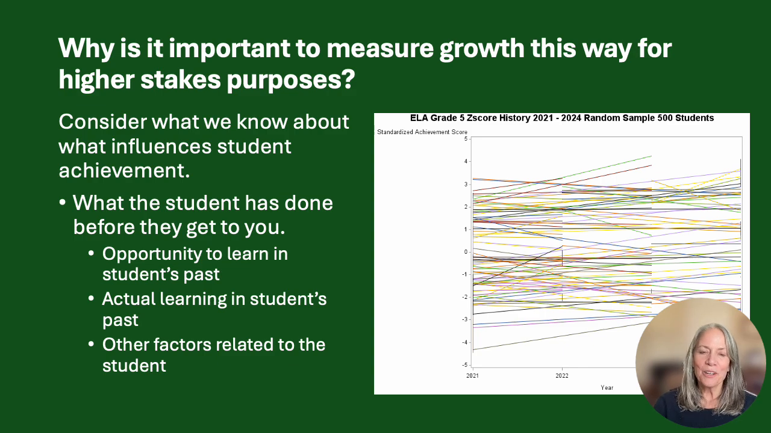So when we consider what we know about what influences student achievement, we want to make sure that what we're using for high stakes purposes takes into account what happens to a student before they get to you. We don't have control as classroom teachers over whether or not students had the same opportunity to learn in their past, whether or not the student actually engaged in and demonstrated learning in their past. And there are just so many other factors that are related to the student that can explain their achievement. So we want to make sure we're using year-to-year growth for these higher stakes purposes that is valid for these purposes and reliable over time.